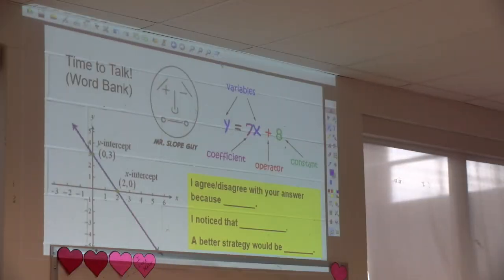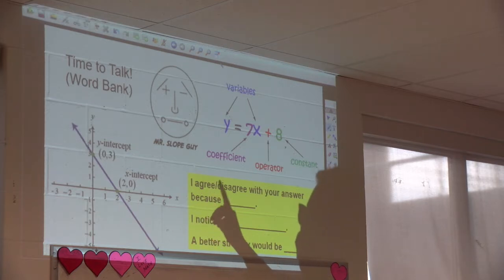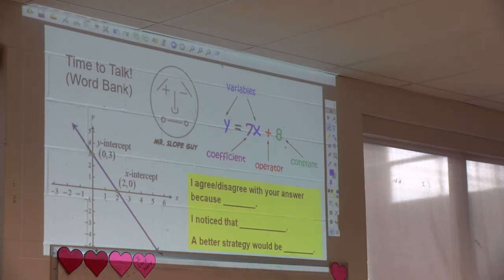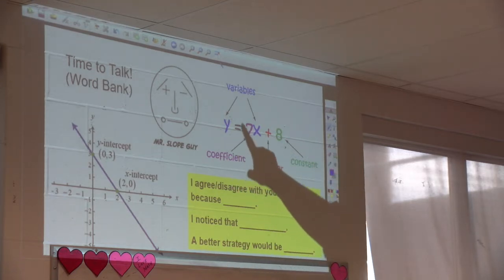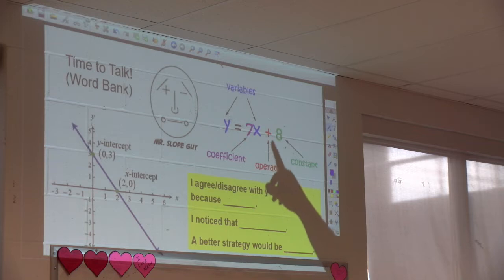When you are working through this, if you and your partner get different answers, you want to talk about them, and you might say, I agree or disagree with your answer because this. Like if you got 5, -2 and they got 7, 6, you'd say, I disagree, let's figure out what's wrong. I noticed that, or a better strategy would be. And words you want to use are coefficient, variables, the operator, or the sign, the constant. If you're talking about the slope, you might want to say slope. Let me put slope up there because it's not up there yet. So this number is also the slope. And this is also the y-intercept.